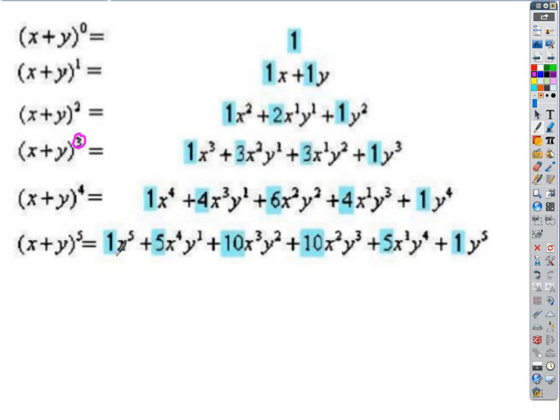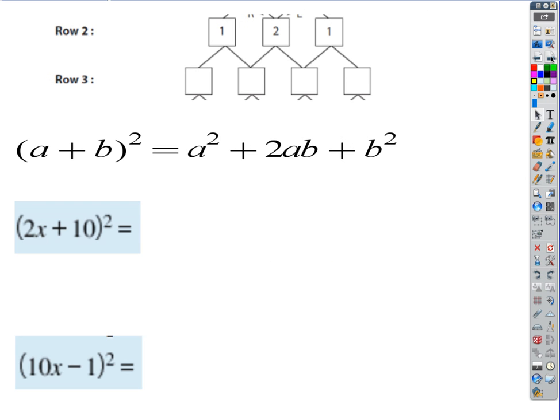Okay, so let's try this a couple times. What if we want to do something like, well, we know (a plus b) squared, that's just going to be row 2. Coefficients are 1, 2, 1, right? And we're shifting the weight from the a squared all the way over to the b squared incrementally, right? Okay, so there's our pattern. Well, what do we get when we multiply this one out here?